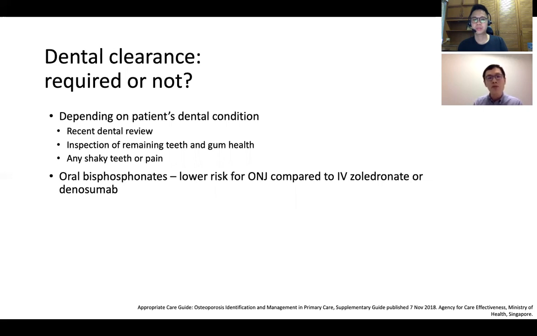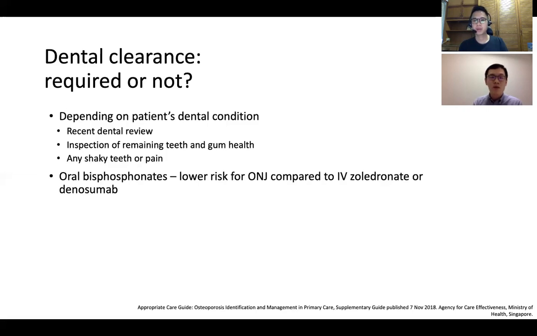But if patients are on regular dental review and a dentist has told them the dental health is fair and they don't need any imminent extractions, then it may not require another round of dental clearance before we start treatment. Also, depending on our choice of treatment agents, the oral agents usually have a low risk for osteonecrosis of the jaw compared to the more potent anti-resorptives like IV zoledronate and denosumab. And if you're looking at bone anabolic agents like teriparatide, then that's also not really a concern.